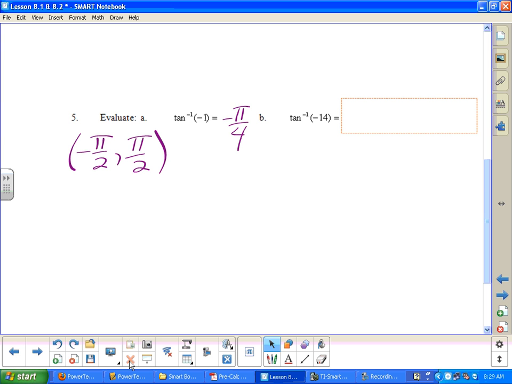Okay? Now, negative 14, is that on our unit circle? No, it's not. So that we're going to have to type into our calculator. Type that in your calculator, and you get negative 1.499 or negative 1.5.